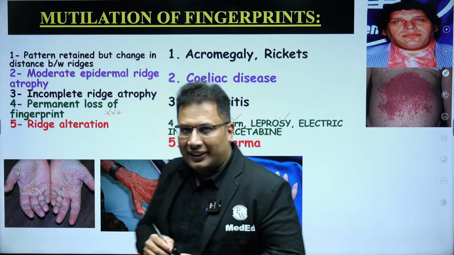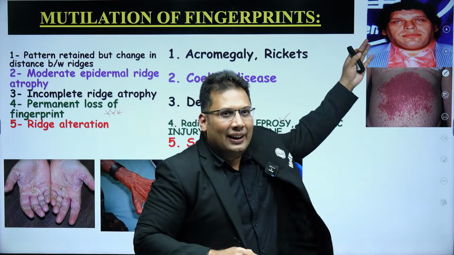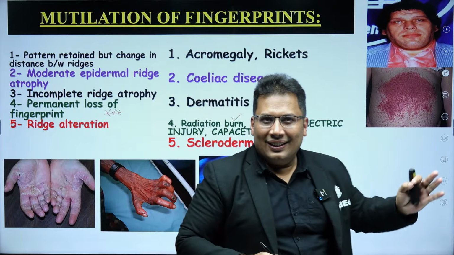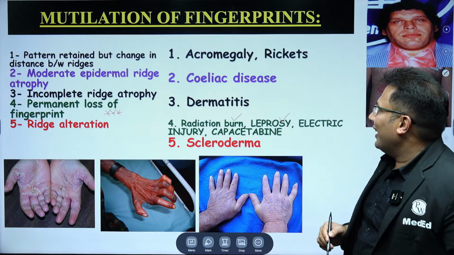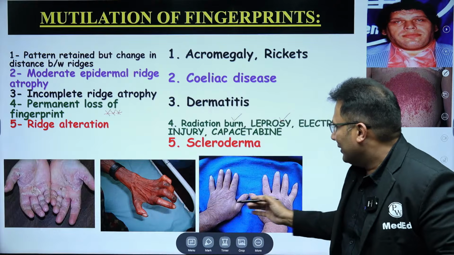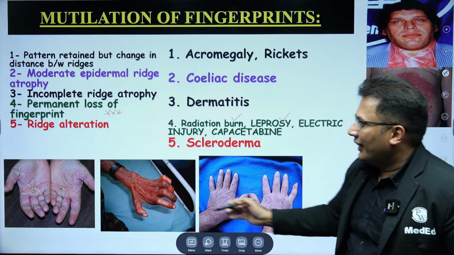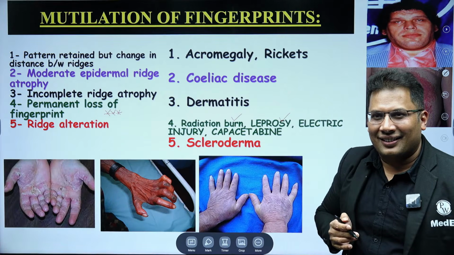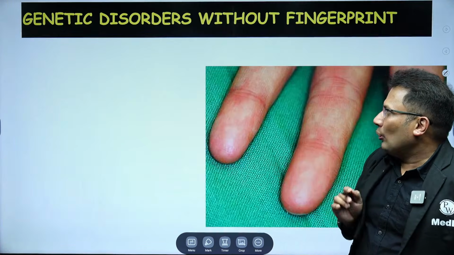You can see here this image, acromegaly. What is this? Dermatitis herpetiformis. The feature of celiac disease. This is Hansen disease, scleroderma, and this is dermatitis. Very interesting image. Good.